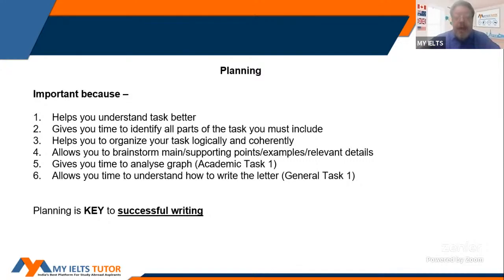And then planning is the key to successful writing. Keep that in mind, okay? Without planning, you can't write a very good letter or graph interpretation or essay. You need to spend time planning. So planning is key to success.